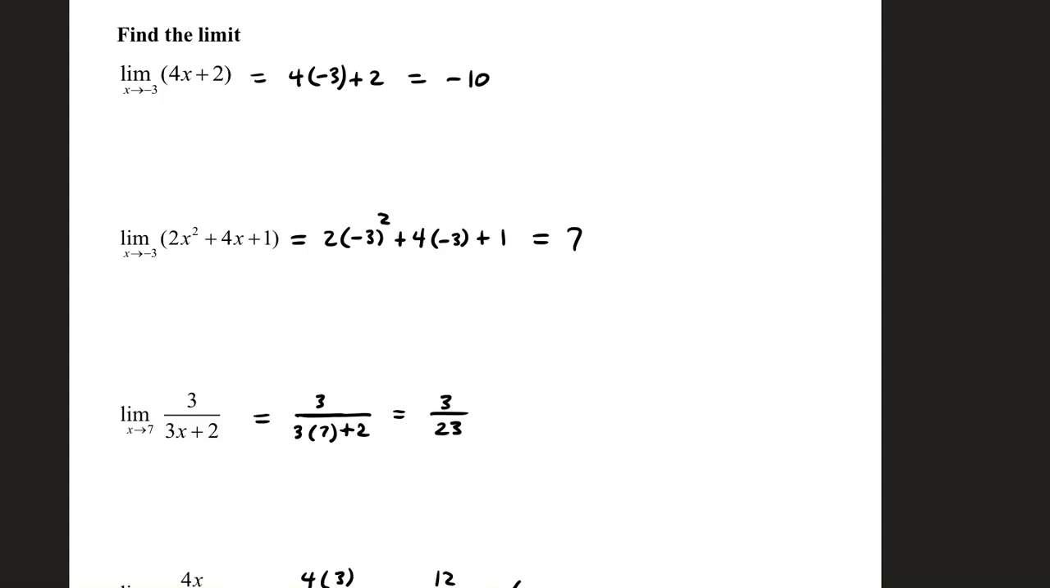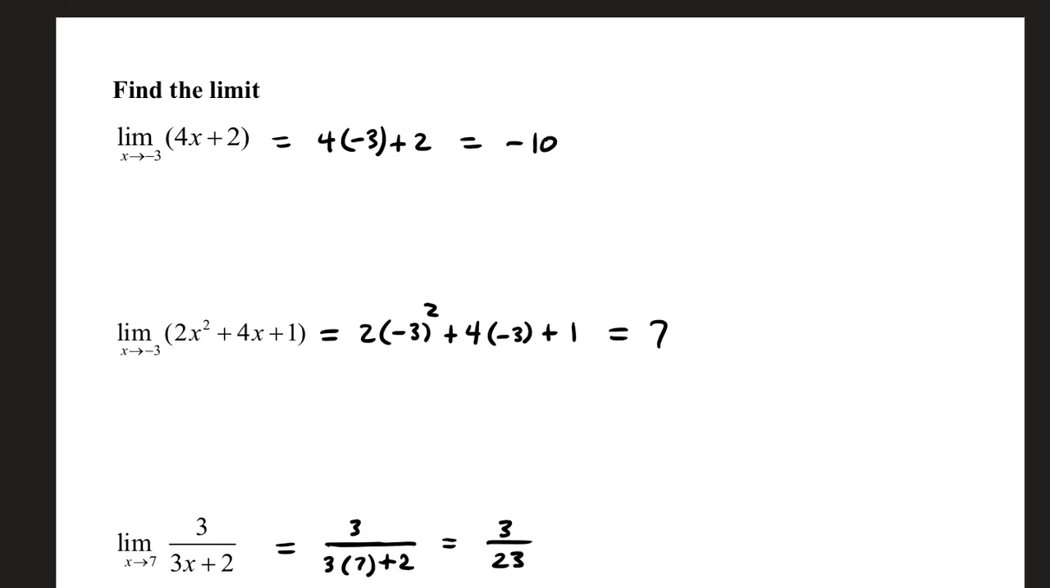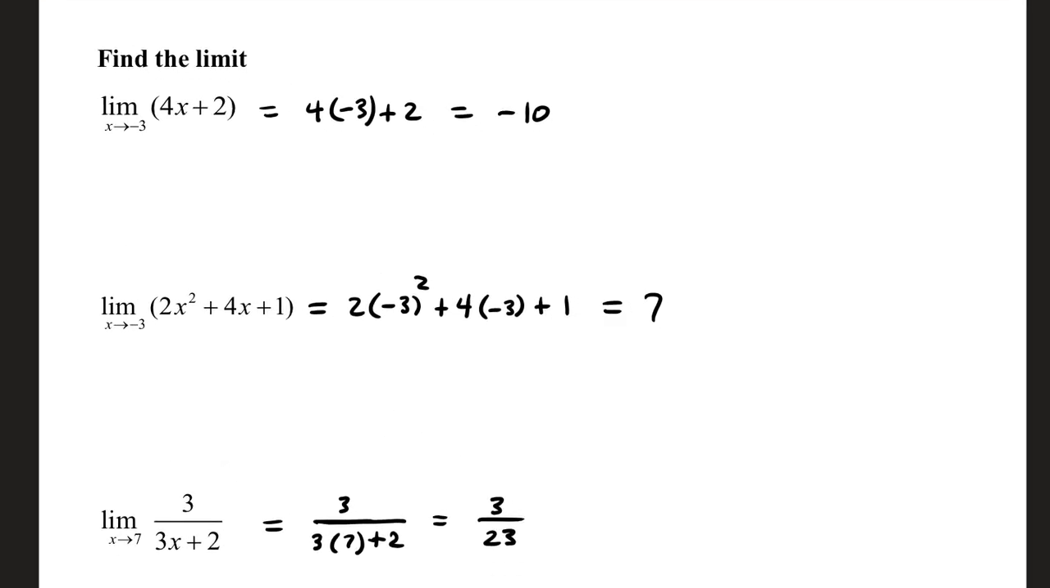Find the limit. In our first example, we have the limit as x approaches -3 for the function 4x plus 2. Let me zoom in a little bit more. There we go. If your function is well defined for the value of x you're approaching, you can directly substitute that value in. 4 times -3 plus 2 is -10.